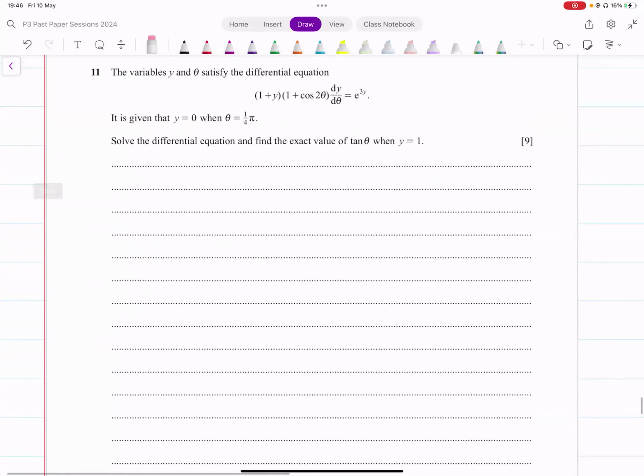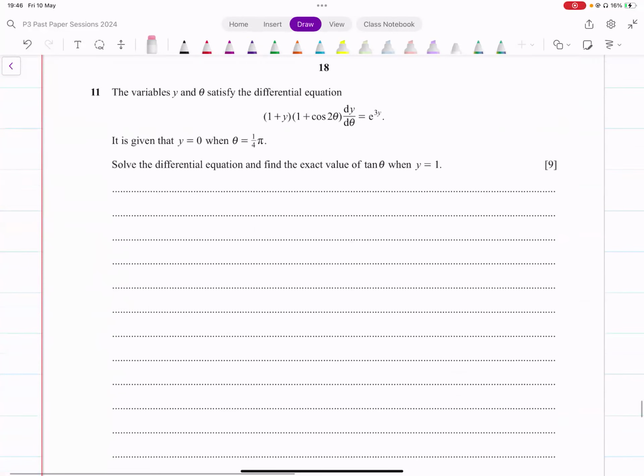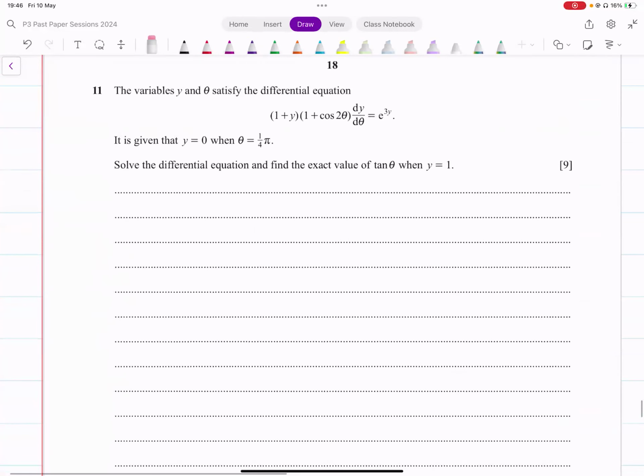That's what we get. Okay, let's move on to the last question now. Question number 11. Let's do this. It's a differential equation question now. We need to solve the differential equation and find the exact value of tan theta when y equals 1. Okay, it's a 9-mark question now. How do we start with this?